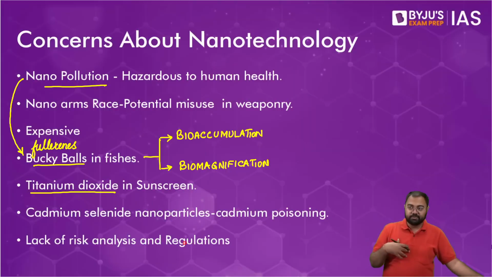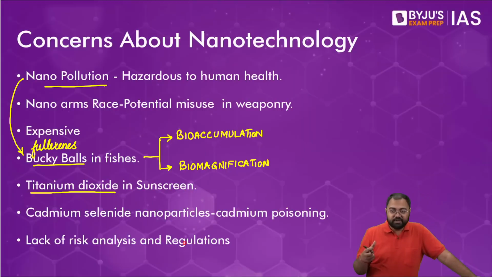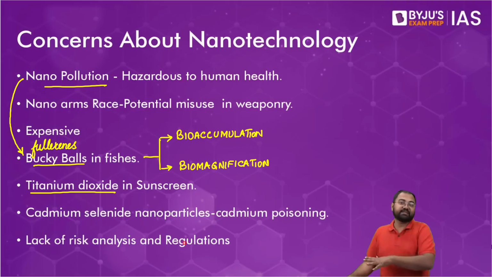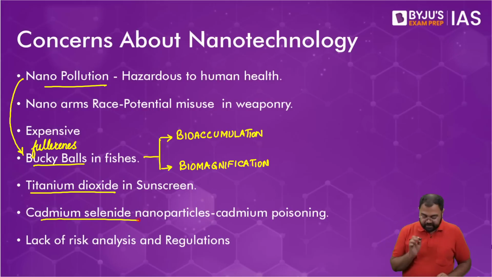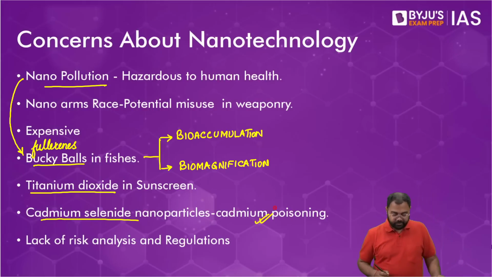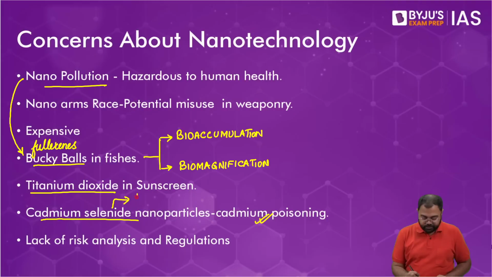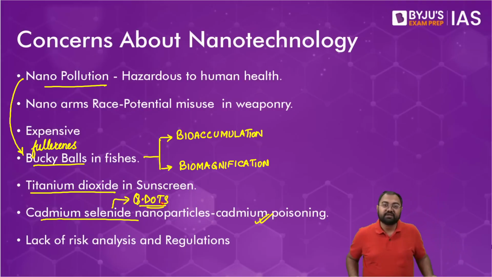So these are the problems, that because it's such a new science, everything is just being discovered, and we do not know about the side effects, we do not know about the problems that it can cause. We just know that okay, these are the advantages, these are the benefits that we are getting from these materials, and later we find that although there are benefits, there are side effects. So that's why we need to understand all these concerns as well. Then after that, cadmium selenide nanoparticles leading to cadmium poisoning. Now cadmium selenide is used in making quantum dots. In making quantum dots we make use of cadmium selenide.